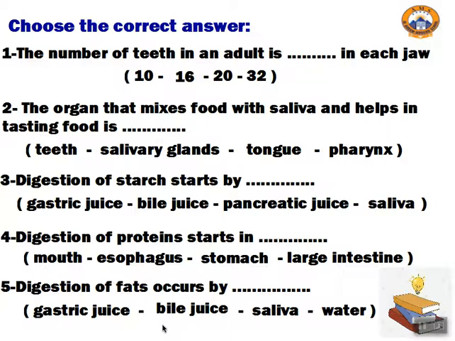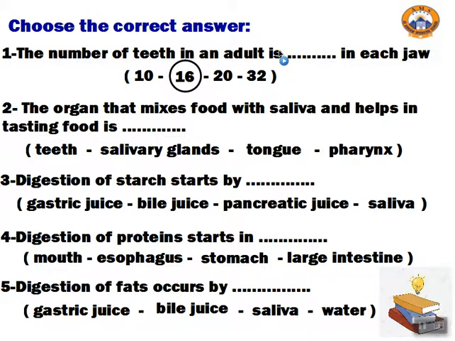Now let's try to answer some questions. Choose the correct answer. Number 1. The number of teeth in an adult is blank in each jaw. What is the number of teeth in each jaw? Is it 16 or 32? The total number of teeth in both jaws is 32, but each jaw contains only 16 teeth.